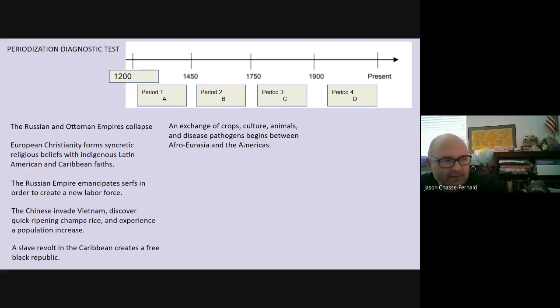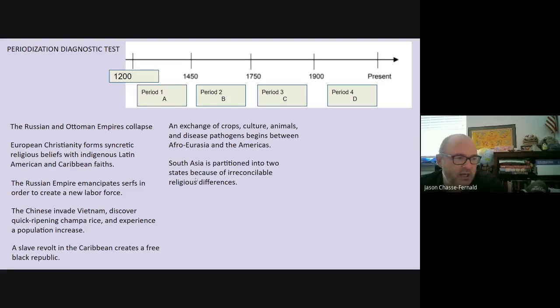Exchange of crops, culture, animals, disease, pathogens begins between Afro-Eurasia and the Americas. Right, obviously, this is B, right? So hopefully you're able to identify what this is. We had 3 separate reading homeworks on the Columbian Exchange. We kind of beat this one to death hard. Hopefully that's familiar to you.